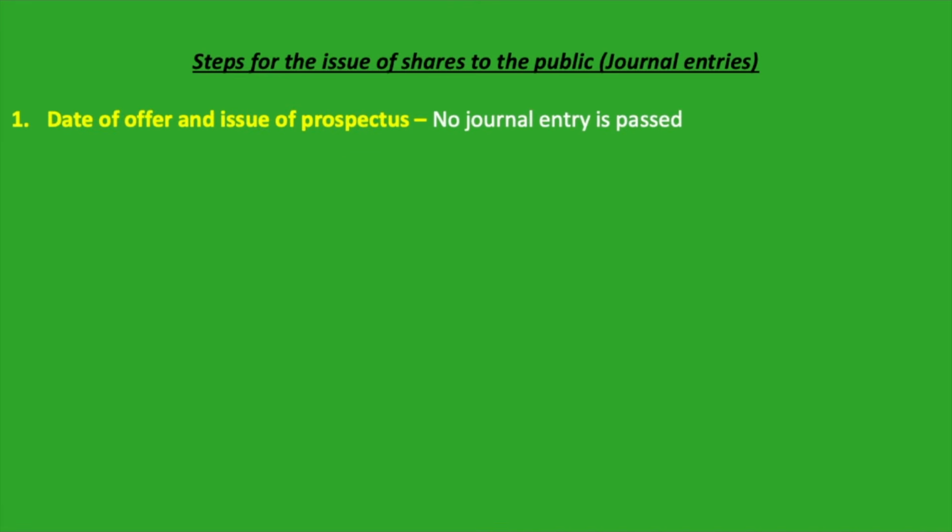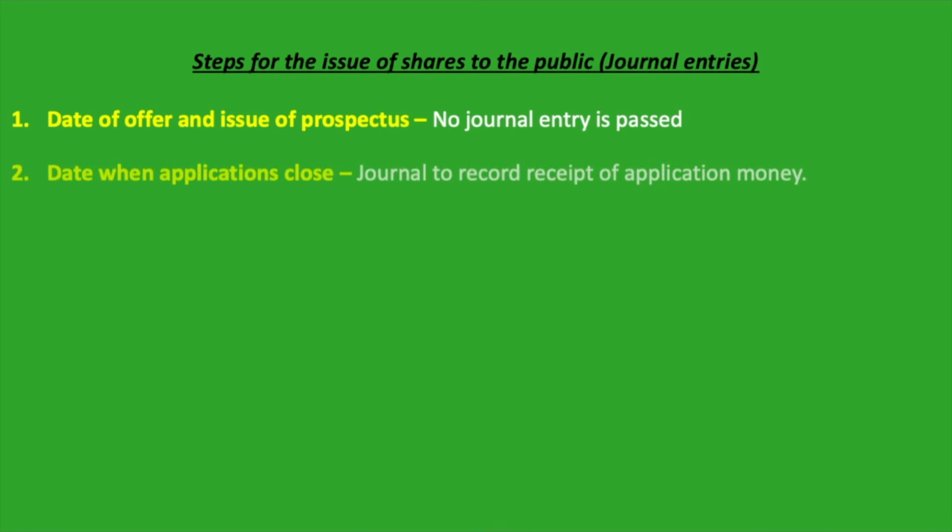The first thing that you do, of course, is you have the date of offer and issue of prospectus. The date that you are offering your shares to the public and you're issuing your prospectus. Do we do anything at this point? No, we don't. No journal entry is passed, right? This is just the date that you are announcing your offer and you've issued your prospectus for potential shareholders to be able to see that these are the shares on offer and I can choose to buy or not. So at this date, you don't do any journal entry because no transaction has actually taken place.